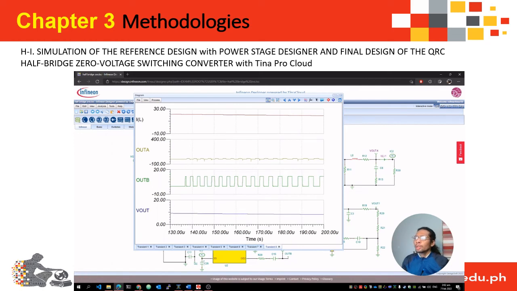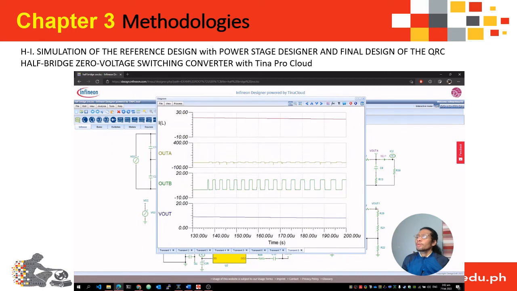So zooming in the plot of the output of the half-bridge quasi-resonant converter with a zero voltage switching, we can see in the final output or the output current is around 16 to 20 amperes, and the output voltage is around 15 to 16 volts, and the switching voltage for the Q1 and Q2 is having a 0 voltage switching.